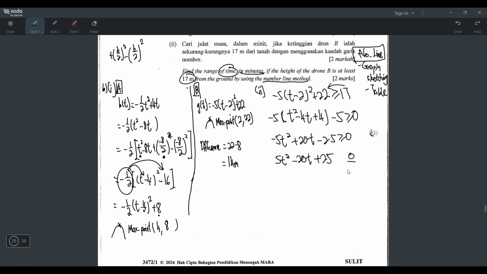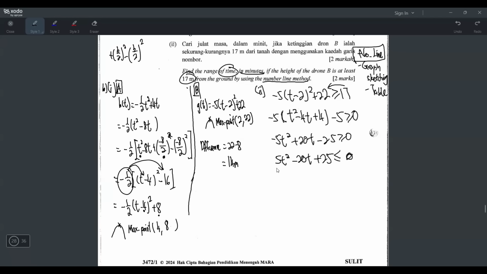It means the 0 also has to be divided by -1. But 0 divided by -1 is 0. So just write 0. And then what happens to this symbol is you have to flip it to smaller equals. Because when you take 0 and divide by a negative number, this one has to flip its symbol.